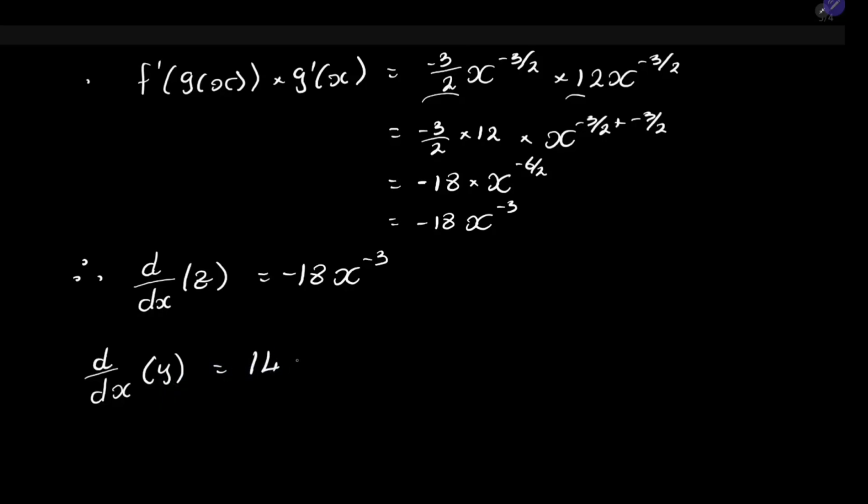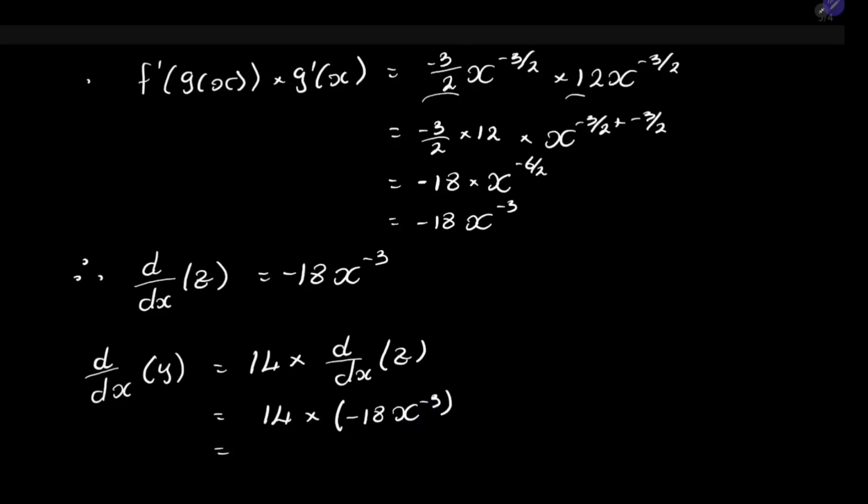14 times our derivative with respect to x of z, and this gives us 14 times negative 18 x to the negative 3. What is 14 times negative 18? It gives us negative 252 x to the negative 3.